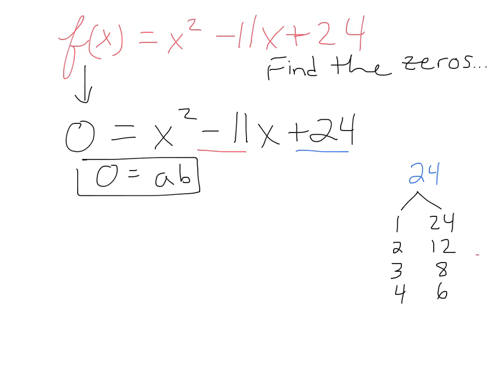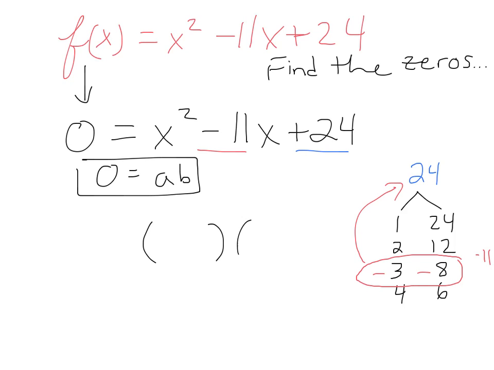B is negative 11, so let's be careful. Can we combine any of these two pairs, any pair, to get negative 11? It looks like 3 and 8 has potential for 11, but to get negative 11, both would have to be negative. Do they still multiply to get this number 24? Yes, they do. So these are our factors.